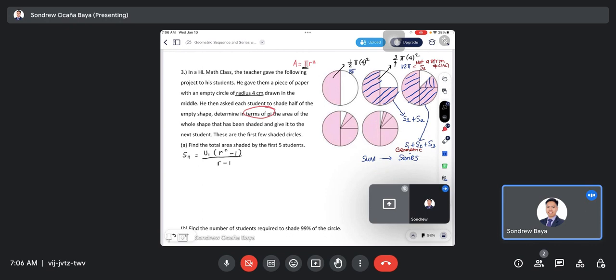Okay. Now, what is the question asking us to do? The question is asking us the total area shaded by the five students. That means we are asked to find the total area for this. So it's the same as finding the total sum of the area shaded by the five students. That would be S sub 5. This is now equal to, all right.